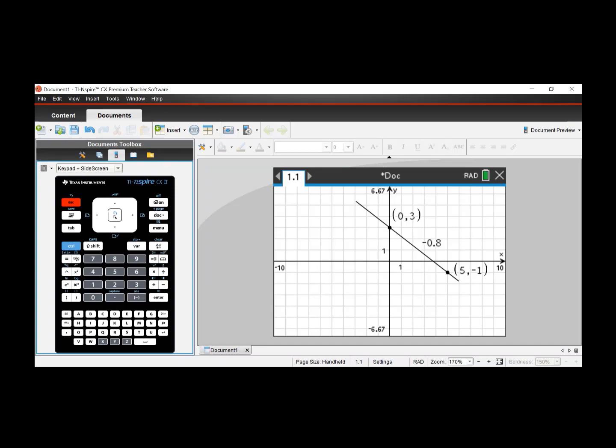The slope here is negative 0.8. So that's really negative 8/10. And negative 8/10 does reduce to negative 4/5. Now we've found it. Awesome.